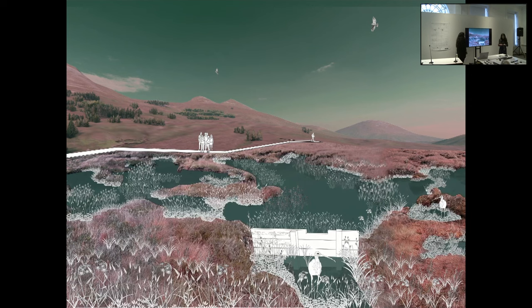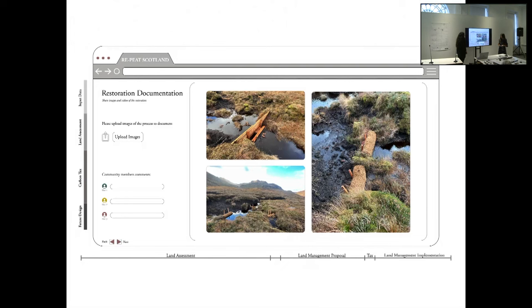Later through time, these peatlands become home to several animal species like the hobby and the curlew, and happy for them to come back home. And later, the user can upload images of the restoration process.